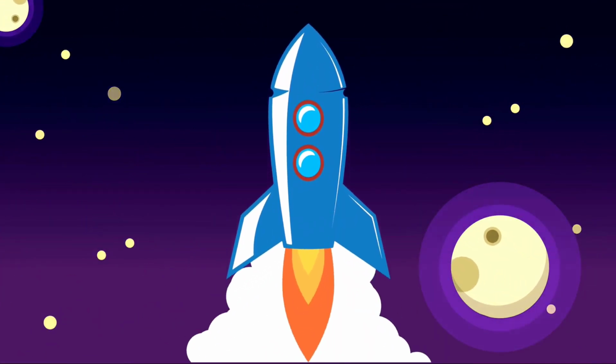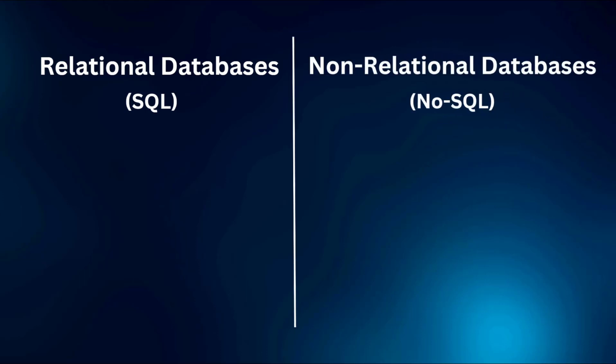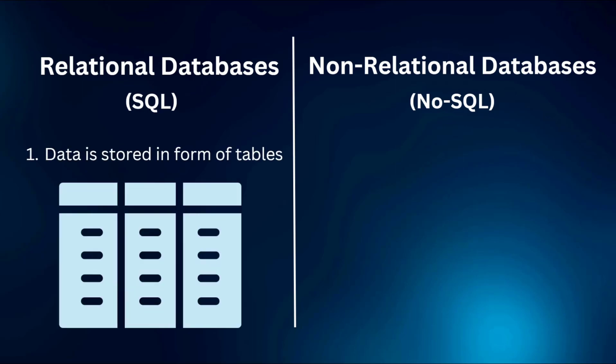Now let's get started. So, in the world of databases, there are two main characters. 1. Relational databases, also known as SQL. 2. Non-relational databases, also known as NoSQL. Let's quickly understand the basic difference between relational and non-relational databases. In relational databases, data is stored in the form of tables, similar to an Excel sheet, where a column defines an attribute, and an item is inserted row-wise.